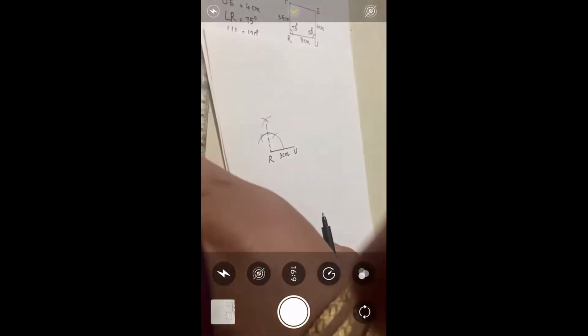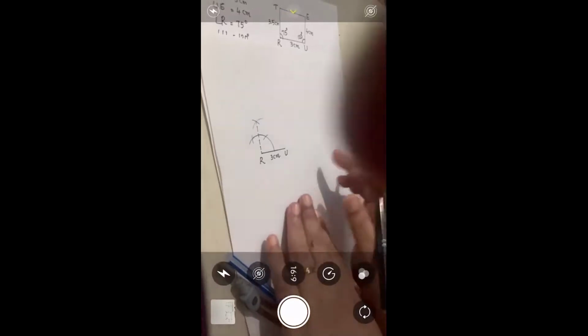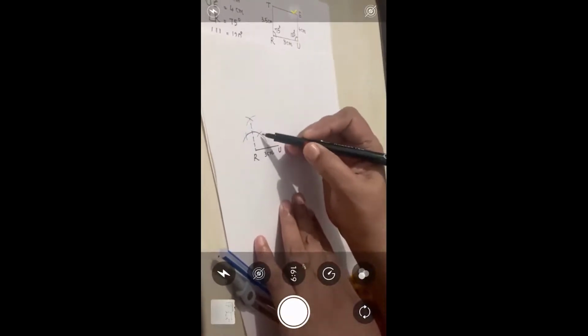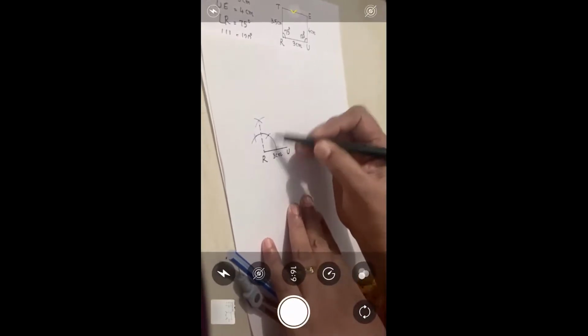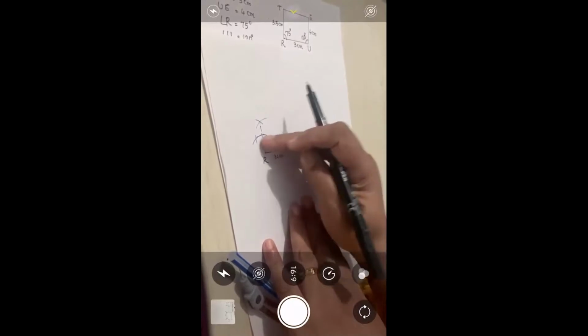Dotted lines. It is of 90 degrees. Now we have to get 75 degrees. So this is the 90 degrees line and this is the 60 degrees point. So these two angles, we have 60 degrees and 90 degrees. If we draw the bisector of these two angles, then we will get 75.